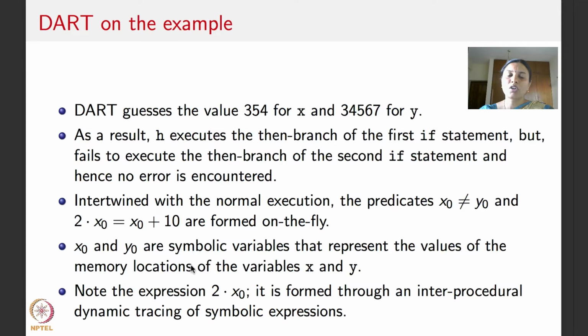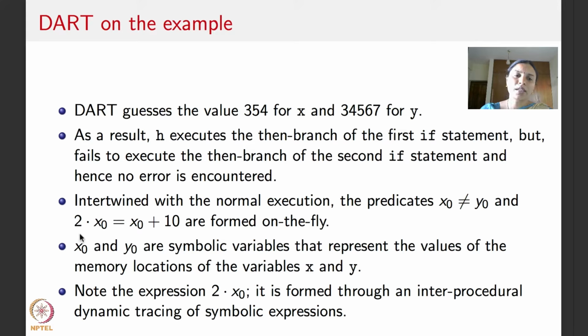As I told you, x naught and y naught are symbolic variables that represent the value of the memory locations corresponding to the variables x and y. So this will give you a clue of what symbolic representation is. To represent x symbolically, give a name to the memory location of x. To represent y symbolically, give a name to the memory location of y. In this case, we have given the symbolic value for x as x naught, and the symbolic value for y as y naught.